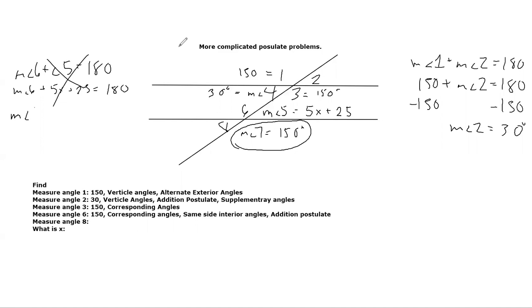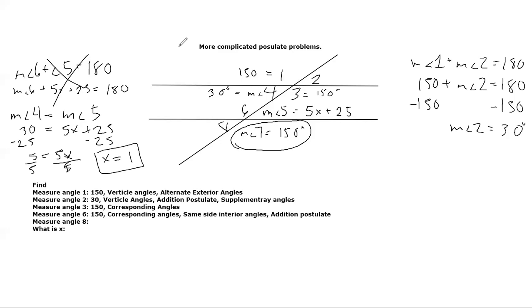But this time I'm going to have measure angle 4 is equal to measure angle 5 thanks to alternate interior angles. So if measure angle 4 is 30, measure angle 5 is 5x plus 25. All I have to do is isolate the x. I'm going to do the opposite. I'm going to subtract 25 from both sides, and I'm left with 5 is equal to 5x. And then the 5 and the x are multiplying, so I'm going to do the opposite. I'm going to divide by 5, divide by 5. X is equal to, hey, 1. Well, okay then.